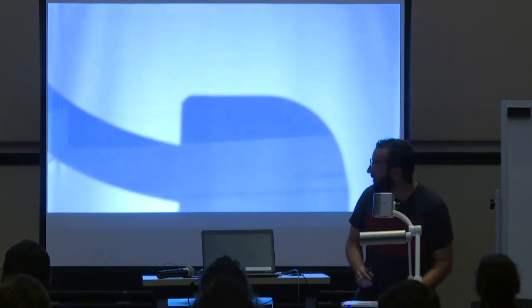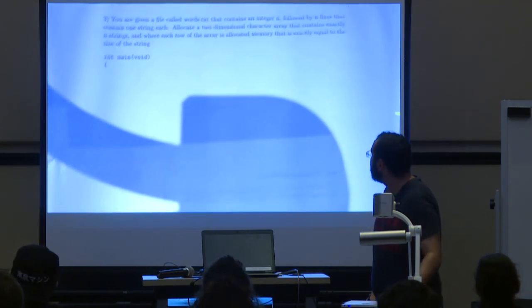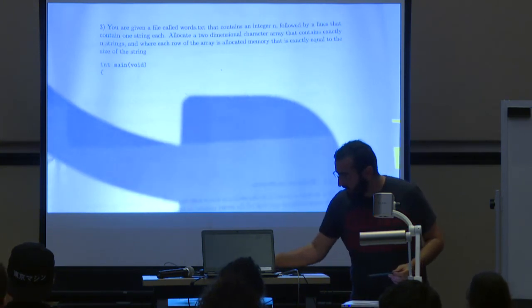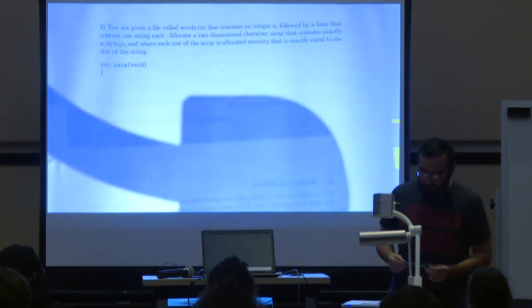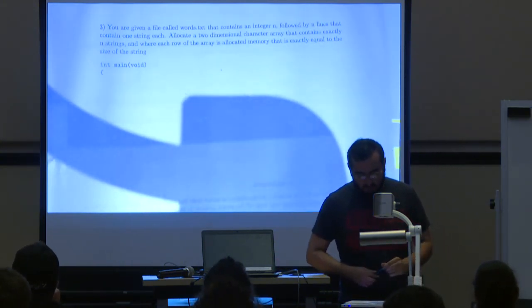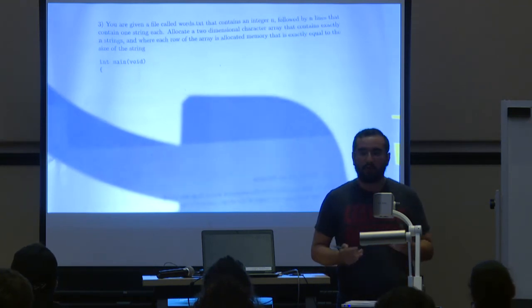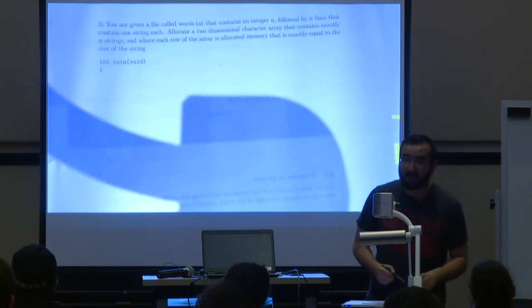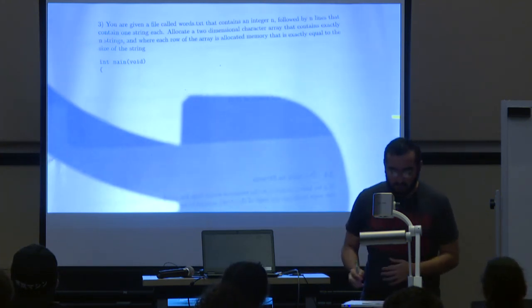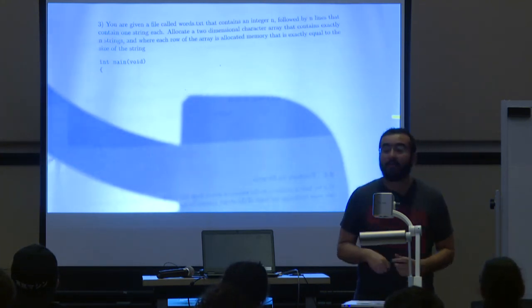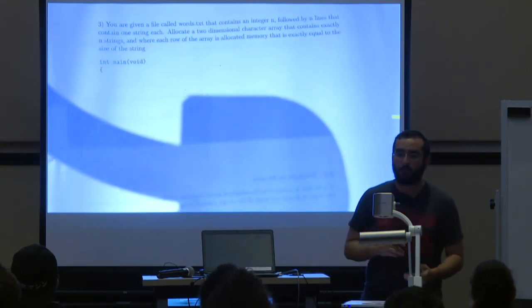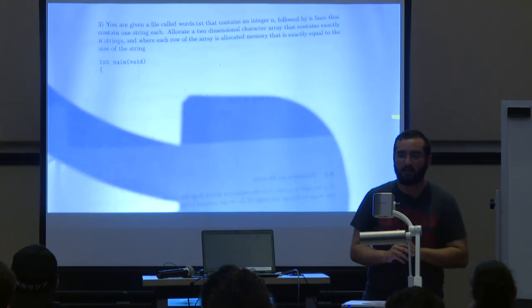So now here is a problem with a mix of some file input-output and dynamic memory allocation. This is saying you are given a file called words.txt that contains an integer n, followed by n lines that contain 1 string each. Allocate a 2-dimensional character array that contains exactly n strings, and where each row of the array is allocated memory that is exactly equal to the size of that string. So we want to use as little extra space as possible. We want that array to be exactly as much memory as we need, not a little bit more.